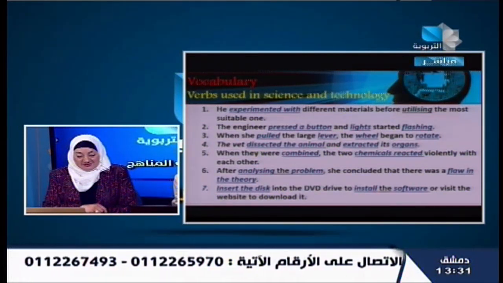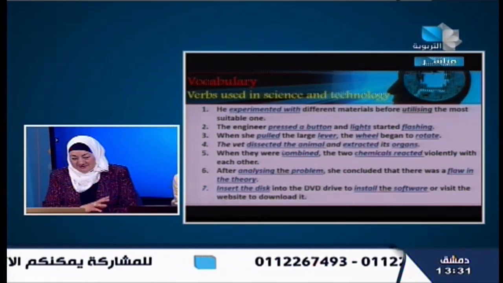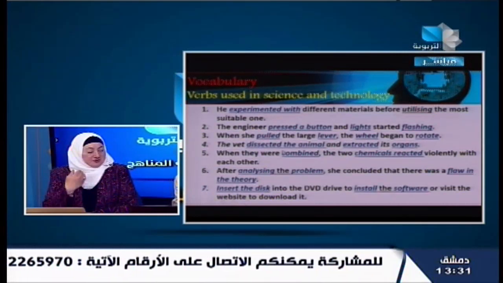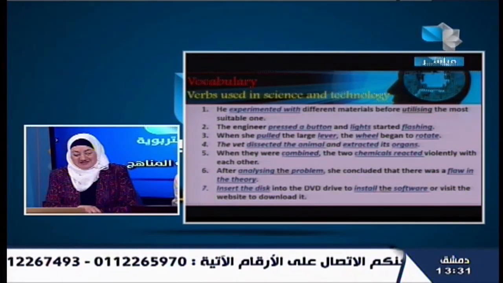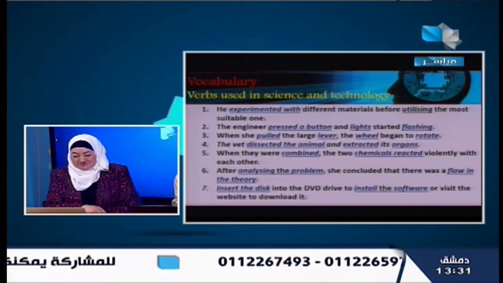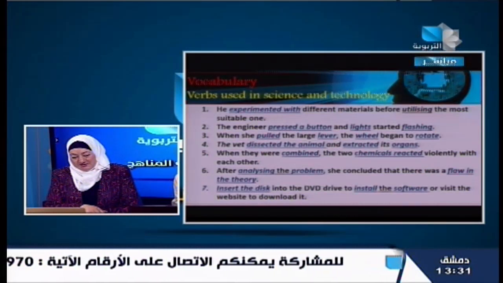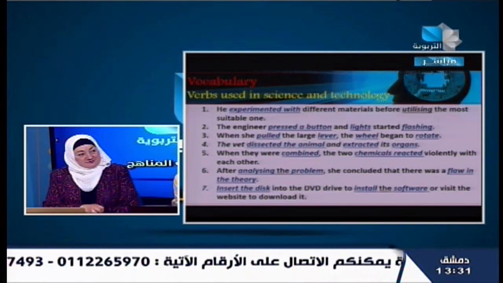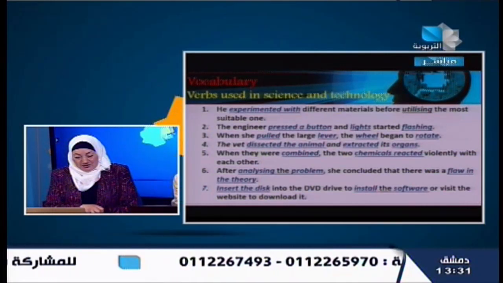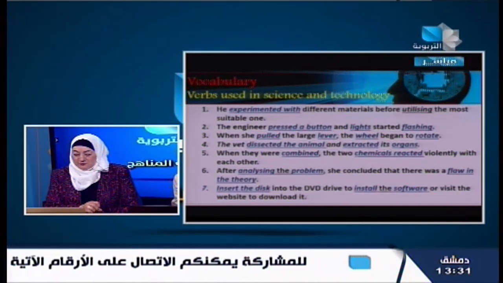Number 4. The vet dissected the animal and extracted the organs. This is completely scientific. Dissected means to cut the animal, and to extract means to take out its organs. A kind of anatomy there. The vet is a doctor of animals. Number 5. When they were combined, the two chemicals reacted violently with each other.